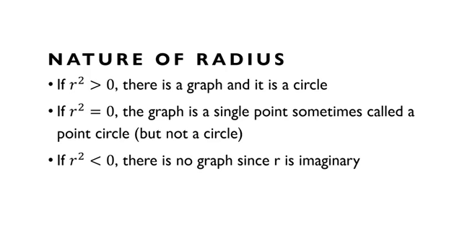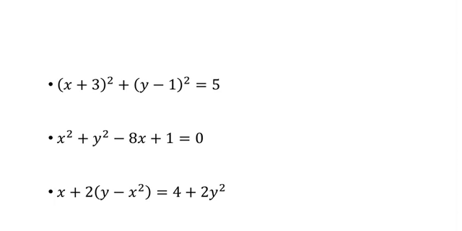Whereas if r squared is less than 0, there's no graph because you have to take note. If r squared is less than 0, the r would be imaginary, because the square root of a negative number would contain an imaginary term i. And that means it will not form a circle. So for the first one, let's determine, will it be a circle or not? And if it will form a circle, what are the center and the radius? So in here, the center is negative 3, positive 1, and then the radius is square root of 5. So that means it is a circle.